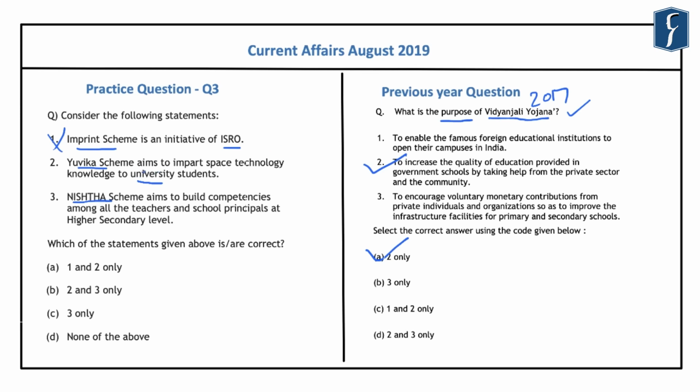And if you look at this Yuvika scheme, it is an initiative of the Indian Space Research Organization. And it does not aim to impart space technology knowledge to the university students. However, it aims at imparting this space technology related knowledge to young scientists. And it targets those students who have just completed the 9th standard and are waiting to join the 10th standard. And as such, it does not aim at imparting space technology knowledge to university students, and hence the second statement is incorrect here.